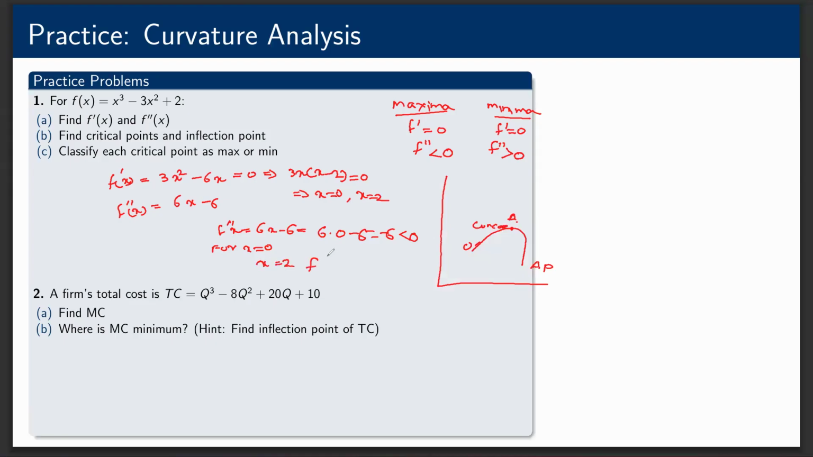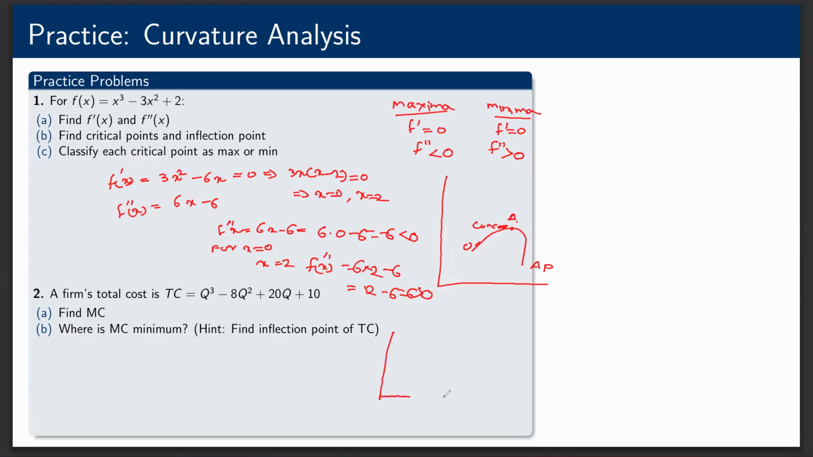So for x is equal to 2, what is happening to my second order derivative? This will be 6 into 2, then minus 6. That is equal to 12 minus 6 equal to 6, which is positive. That means at x equal to 2, the curve attains its minima.